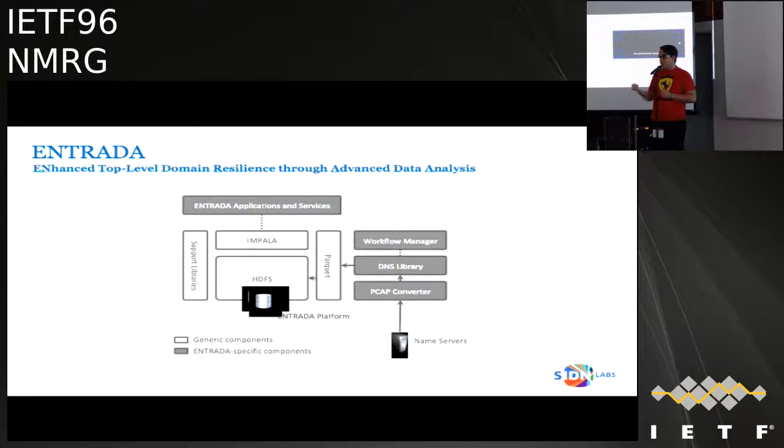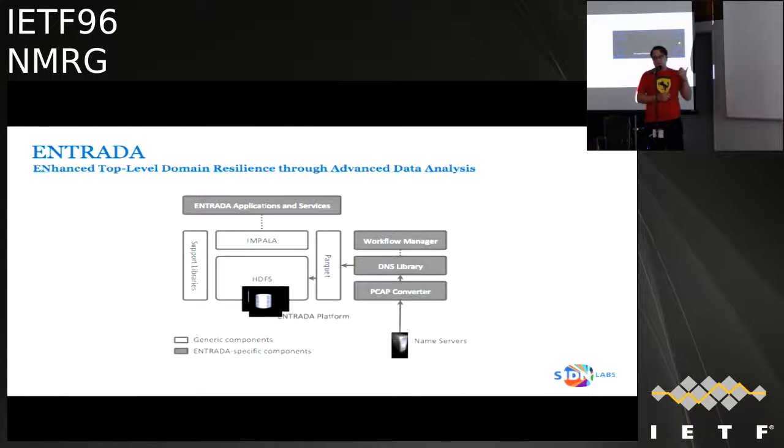The beauty of this is that you can query it with Impala, a Cloudera data product, also open source, which allows you to send SQL code to analyze your PCAP-equivalent files. So it's very easy for anyone who wants to do data analysis fast as well.